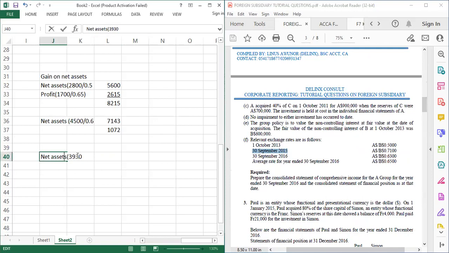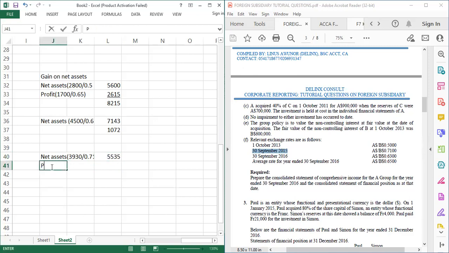What are we getting? 5,535. So what will increase our net assets now?